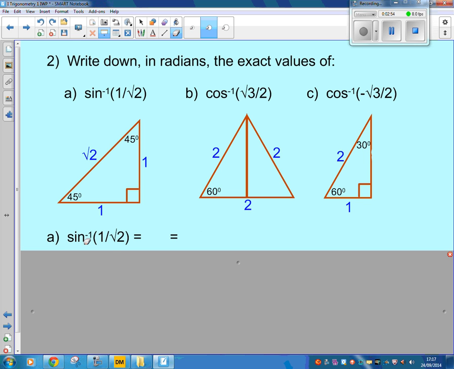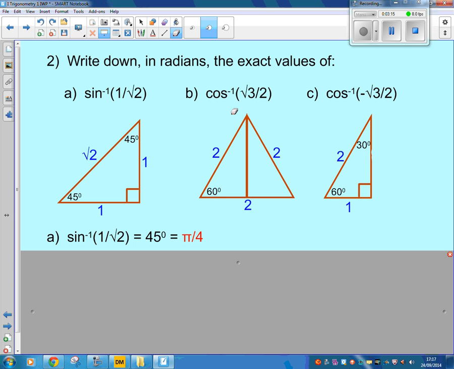So if we're doing sine to the minus 1 of 1 over root 2, you're going to get 45 degrees. If we wanted it in radians, 180 degrees is pi radians. This is a quarter of 180, so it's going to be a quarter of pi, pi over 4 radians. Now cos to the minus 1 of root 3 over 2.